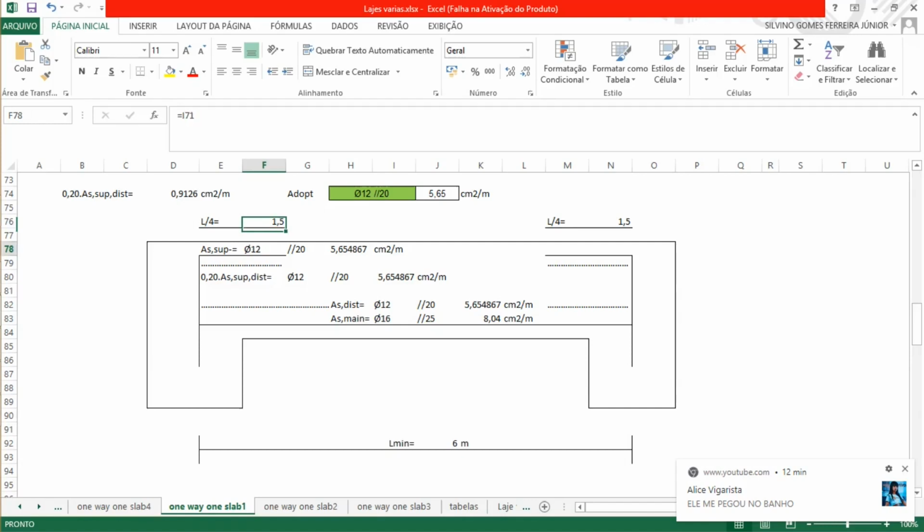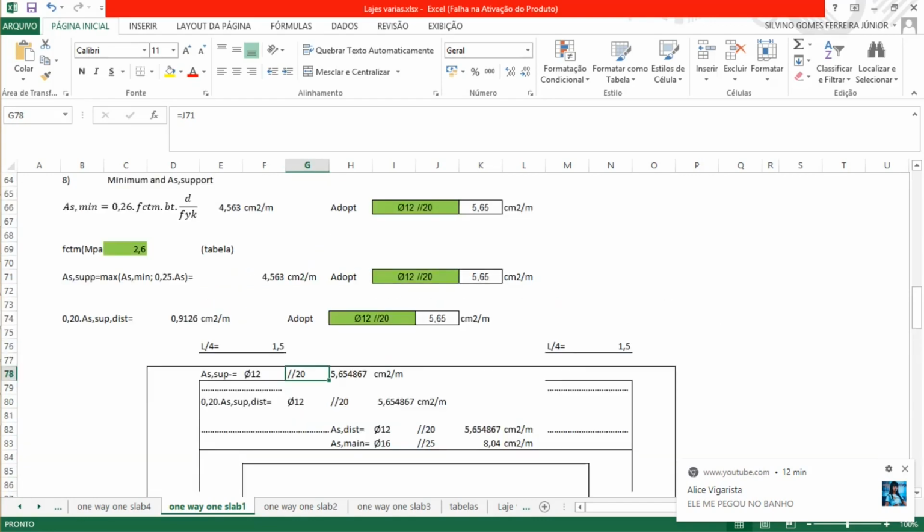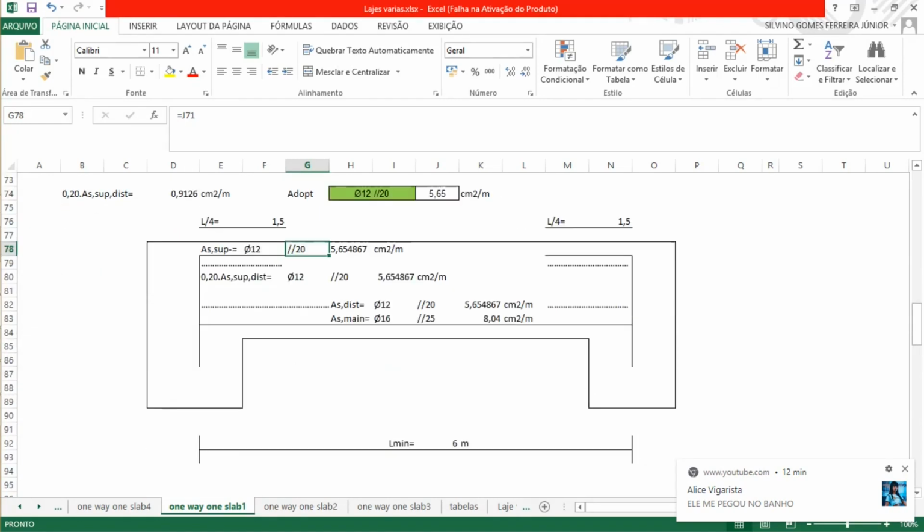Okay, so for the support, the reinforcement will be diameter of 12 spaced by 20, and as we calculated 20% of this, it equals the minimum reinforcement, phi of 12 spaced by 20. So we got a good reinforcement for this slab, and we have checked the flexion for the ultimate limit state, and we need to check the shear.